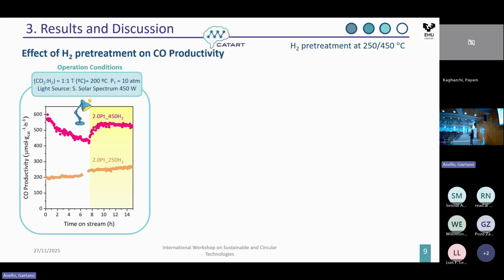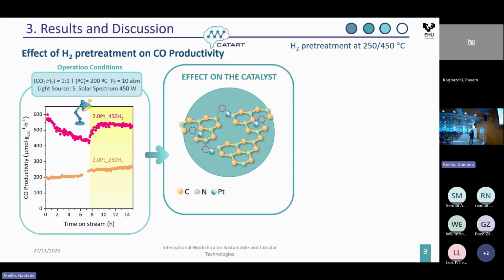We also see a little jump in the 250, and the trend was still going up. But in the case of the material that was treated at higher temperature, we not only see this increase in production, we also saw a stabilization of the reaction. So we know that there is an effect on the catalyst depending on which temperature we are using. So we decided that maybe the platinum was changing.